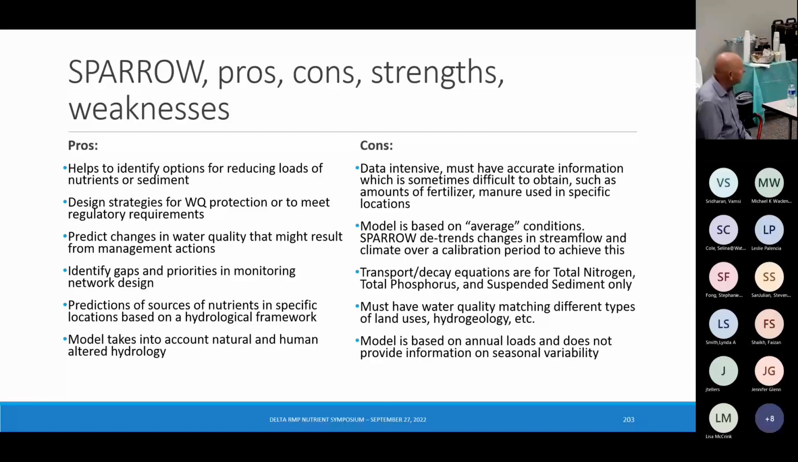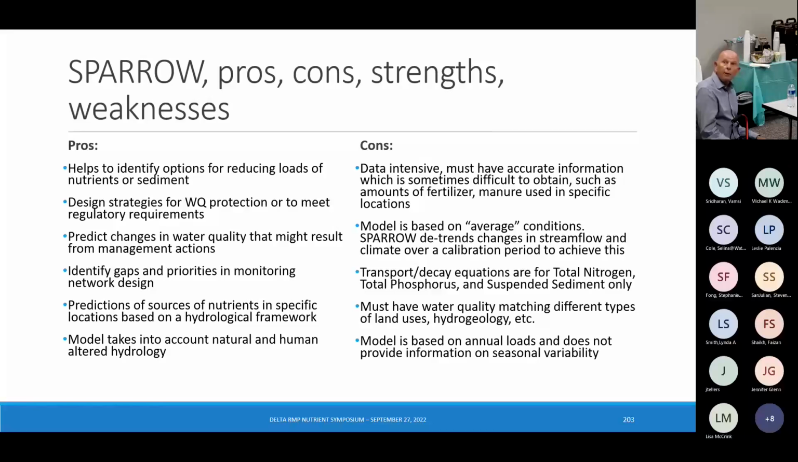All right, so some of the pros and cons right up from the start. We can help identify the options for reducing loads of nutrients. We can help design strategies for water quality protection and meet regulatory requirements. Predict changes in water quality that might result from management actions or other actions. So what happens if farmland is taken out of production, or urban land grows? How is that going to affect how much nutrients are transported? We can predict sources of nutrients in specific locations based on a detailed hydrological network. And the model takes into account natural and human altered hydrology.